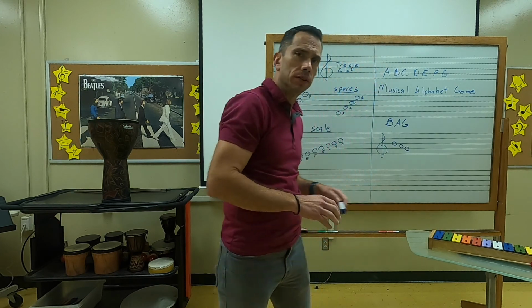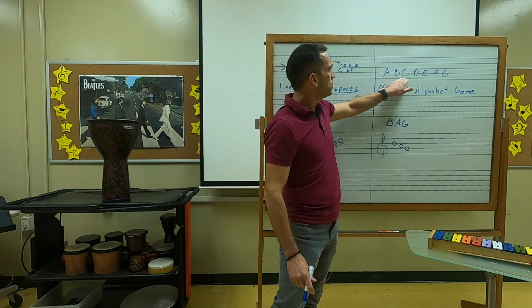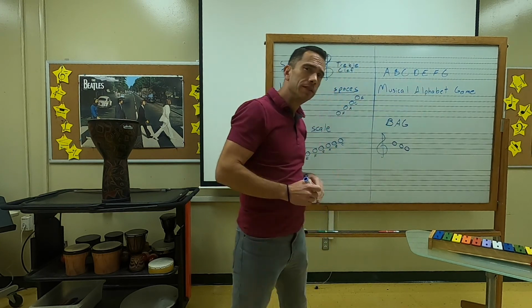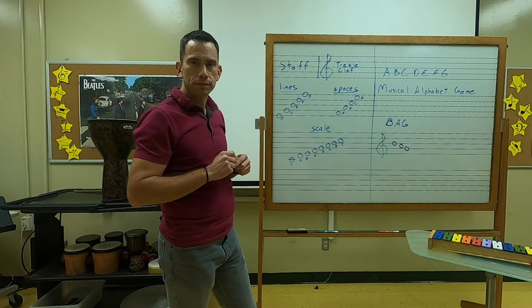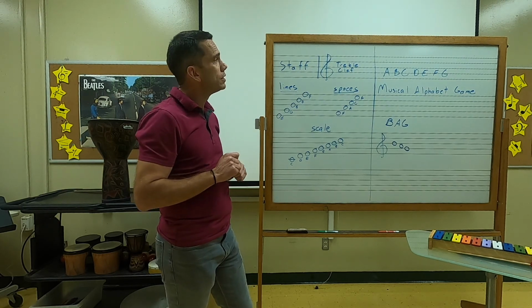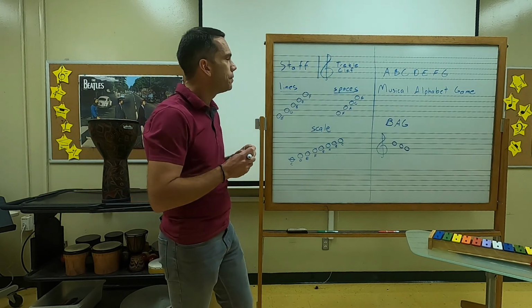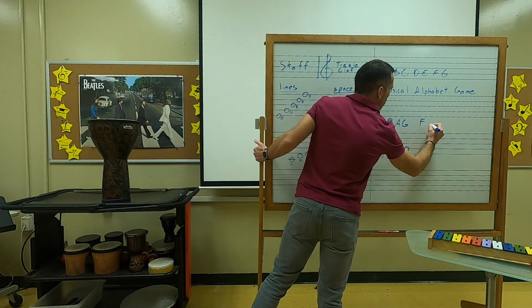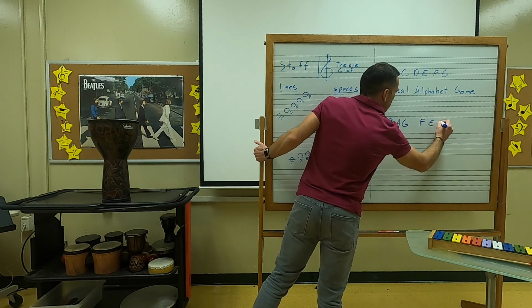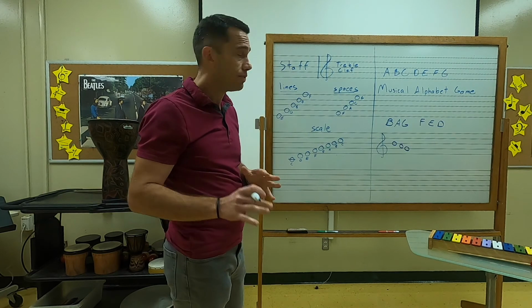Let's do another word. Can you think of another word that we can spell using only the musical alphabet letters? I'll give you a moment to think about that. How about fed? Have you fed your dog today? Well, let's try that one. Fed is spelled F-E-D. So let's see if we can find those letters on the staff.